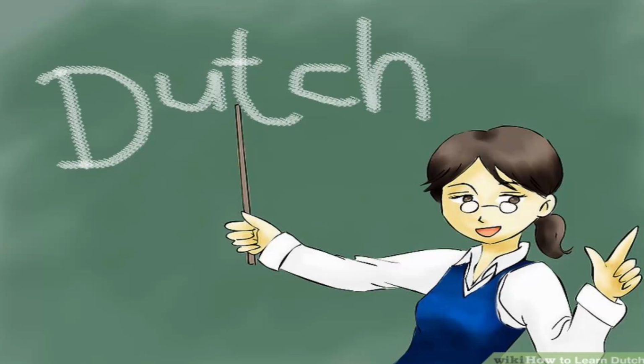Man. The A in man has an ah sound, as in father, but shorter. Read number 1 again. Man. Now, look at number 2. T in Dutch is less explosive than in English. Read number 2. Mat. Look at number 3. K in Dutch is also less explosive than the English K. Read number 3 aloud. Kat.